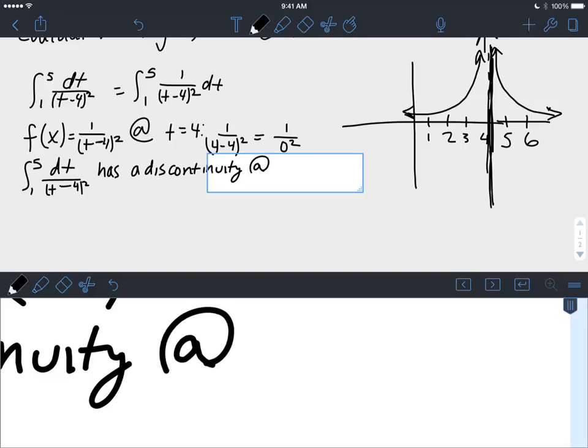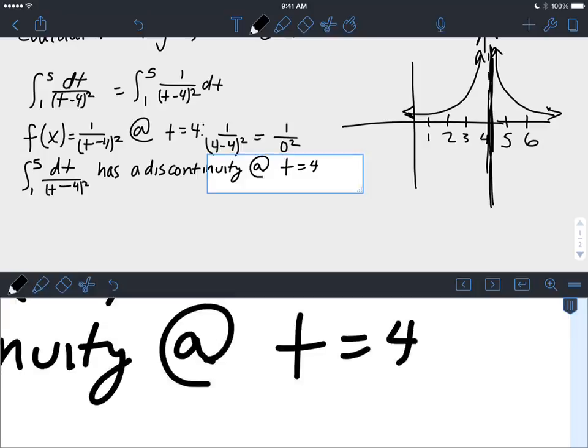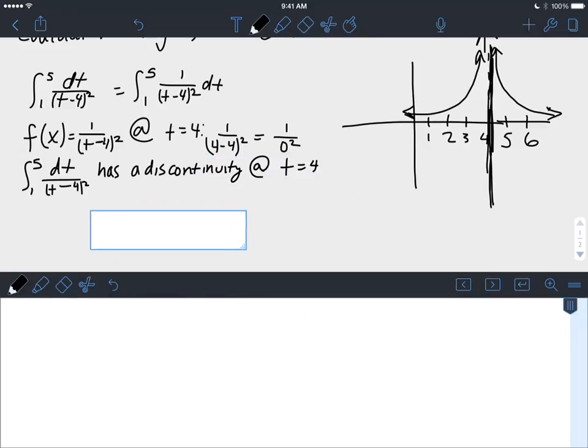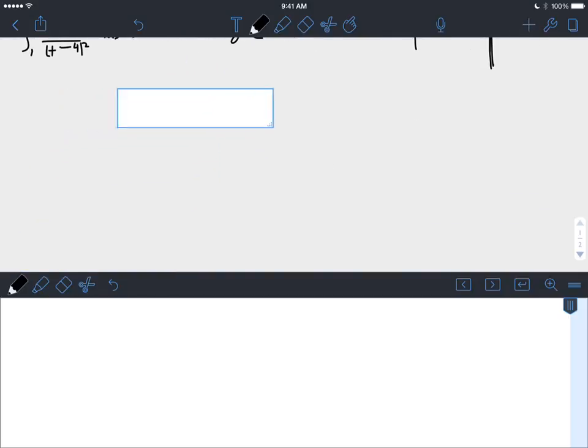At t equals 4. And then this means that it has a vertical asymptote, which ends up being what our discontinuity is, and then it does not exist.